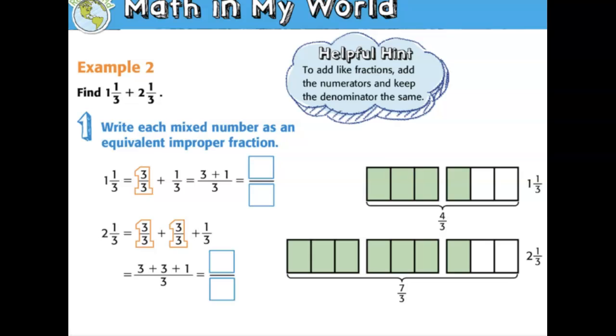So first thing you need to do is, our problem is 1 1/3 plus 2 1/3. So the first thing that we need to do is write each mixed number as an improper fraction. Well, 1 1/3, well, I know 1 would be the same as 3/3. And I'm going to add that to my 1/3. So my 1 1/3 actually becomes 4/3.